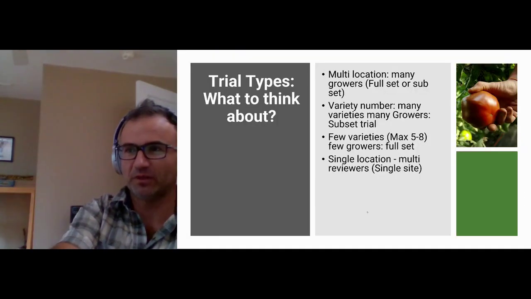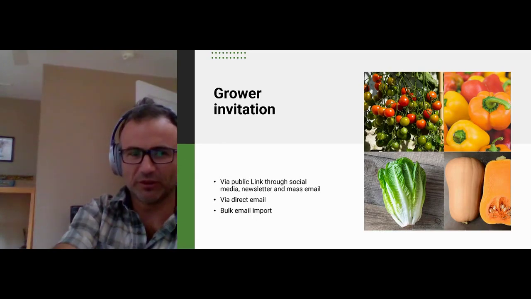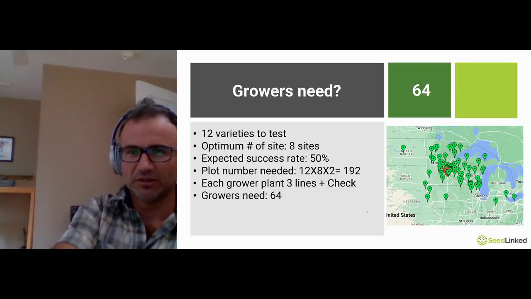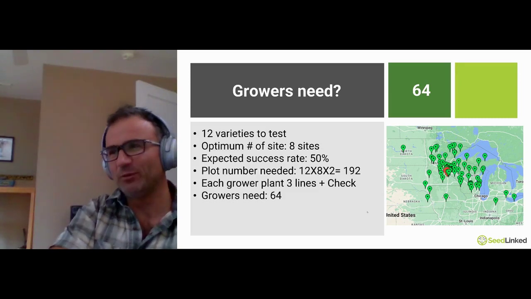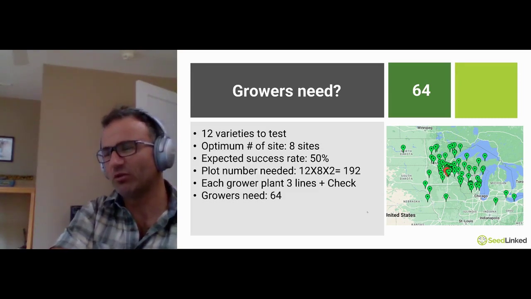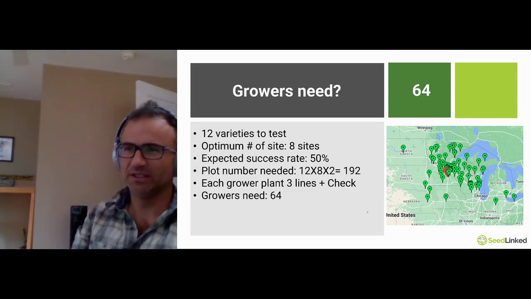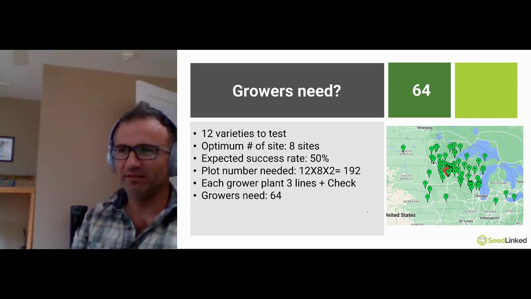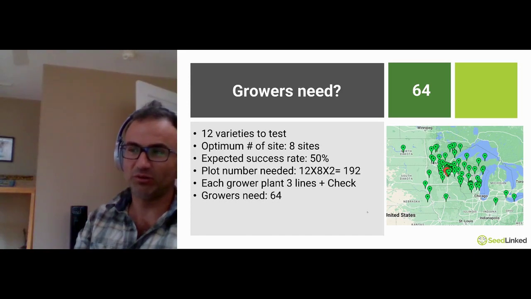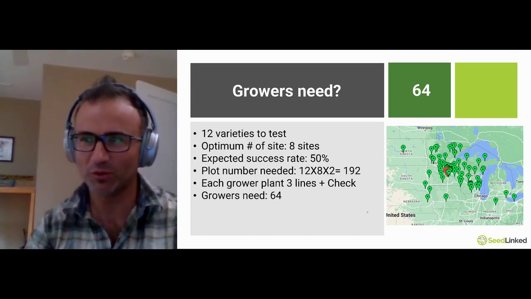In terms of assessing how many growers you need, what your target is, and how much you have to push to bring in more growers, let's say you really want to assess 12 varieties, and let's recommend an optimum of 8 successful sites per variety. If we take an average success rate of 50%, you need 192 plots. If each grower receives 3 lines or 3 plots, that's around 64 growers.